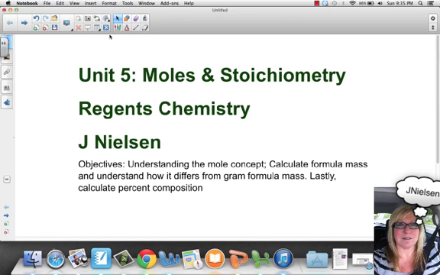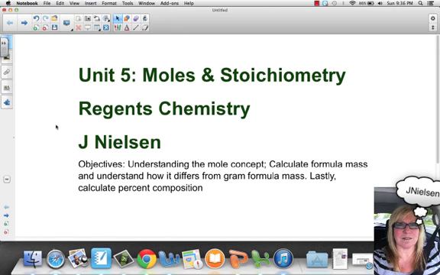Okay, this is a brand new unit, moles and stoichiometry. The one thing I can say about this unit is there's a lot of math in it. The last unit we just did, bonding, was predominantly conceptual. You had to memorize things. In this unit, you're using formulas from reference table T and you're doing a lot of math.